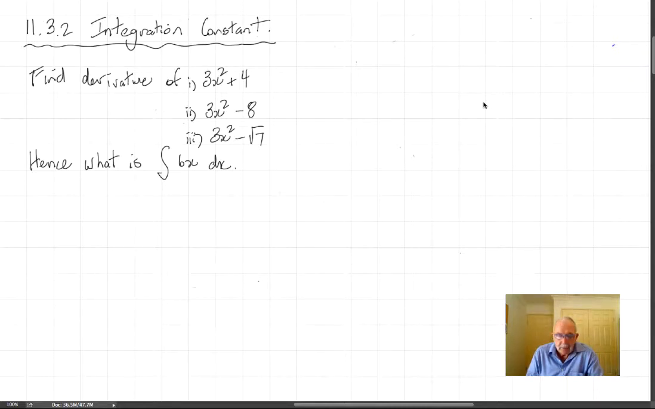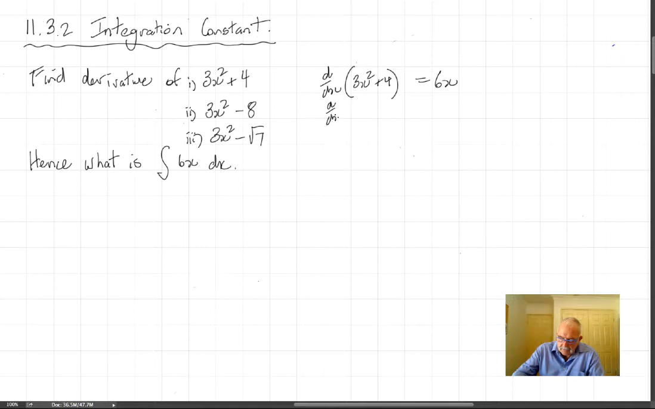An important concept with integration is what's called the integration constant. Let's have a look at this little example that might explain what we're talking about. If you're asked to find the derivative of 3x squared plus 4, we want the derivative with respect to x of 3x squared plus 4. We multiply the 2 times 3 and we get 6x, take 1 off the power to the power of 1, and the derivative of the constant is 0. So we've got 6x.